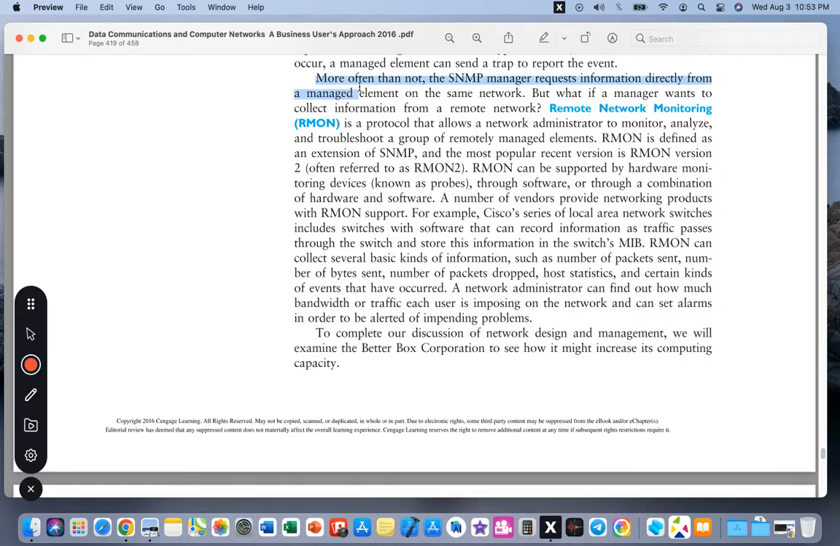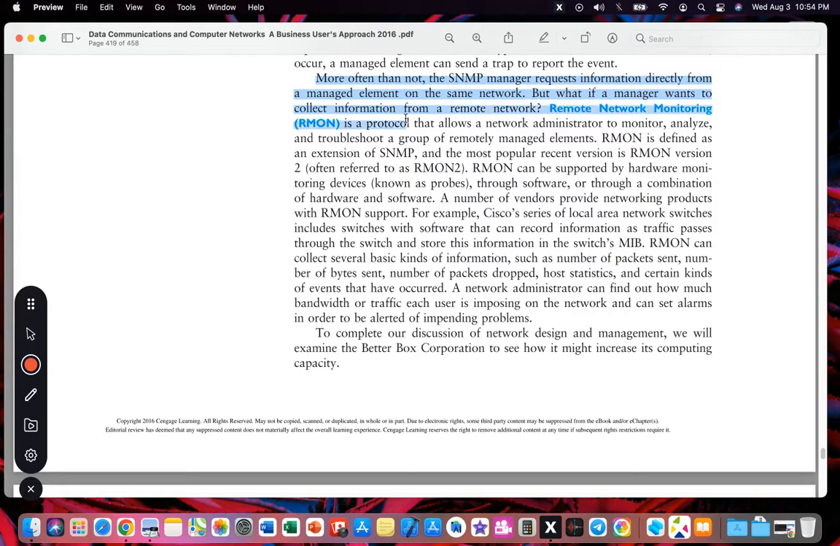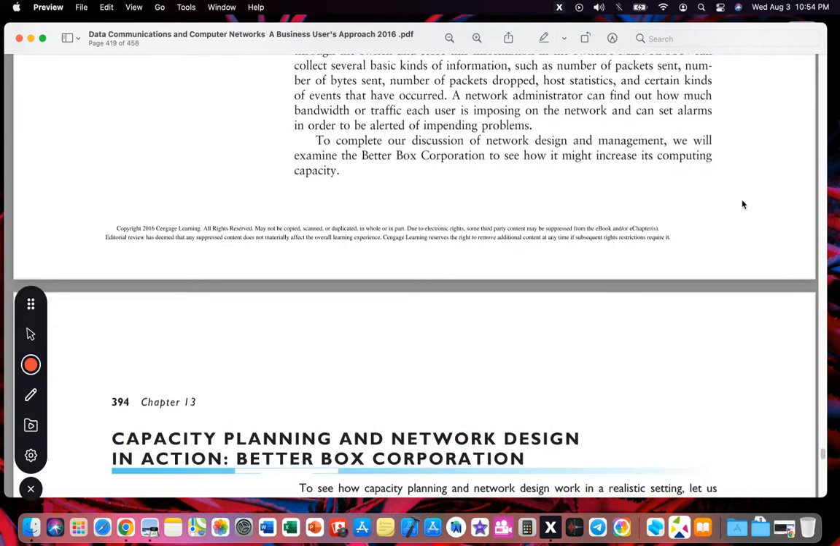More often than not, the SNMP manager requests information directly from a managed element on the same network, but what if a manager wants to collect information from a remote network? Remote network monitoring is a protocol that allows a network administrator to monitor, analyze, and troubleshoot a group of remotely managed elements. RMON.